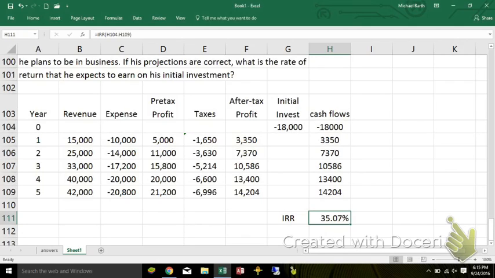That's the equivalent, assuming that business and his projections turn out like he said. If this is the reality, then this is the amount of interest, if you want to call it, or yield it'll earn on an annualized basis for his $18,000 investment.